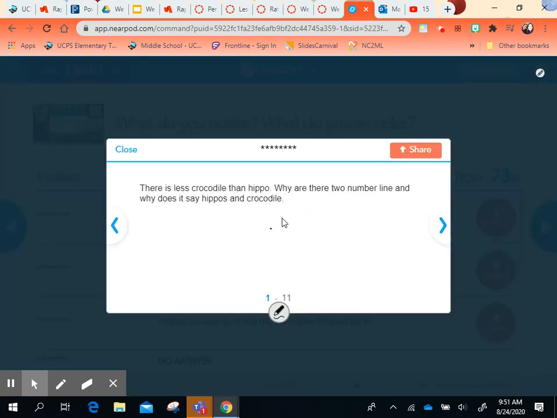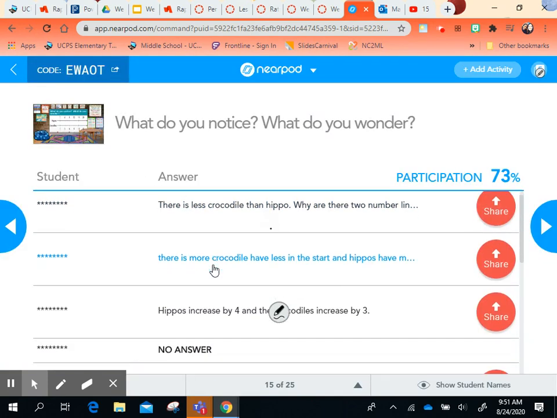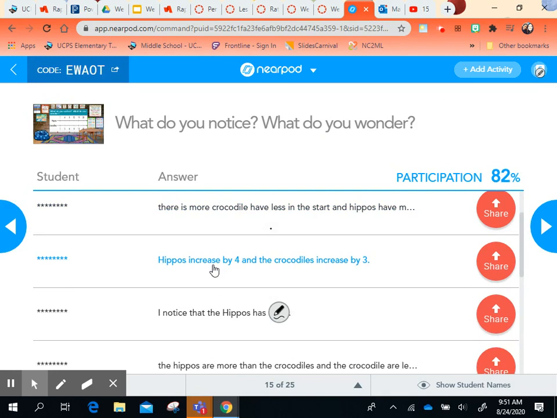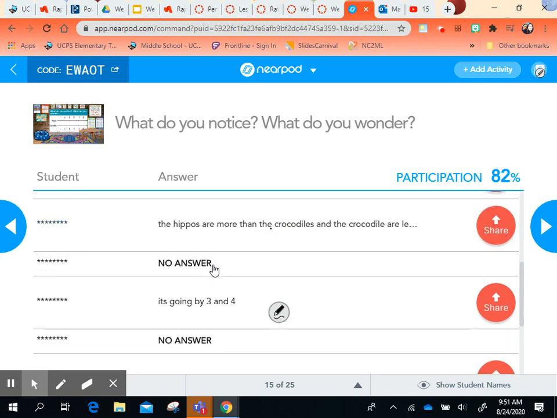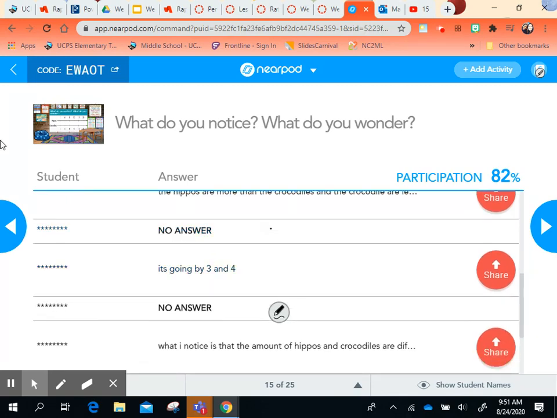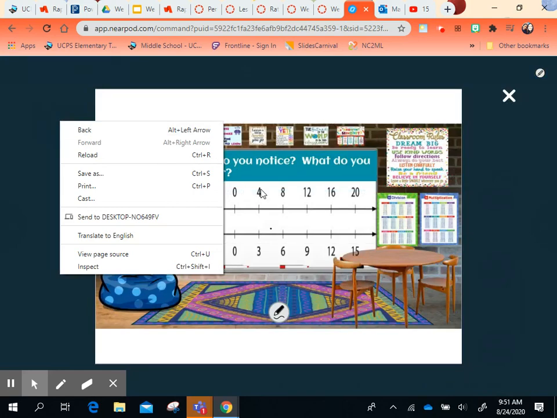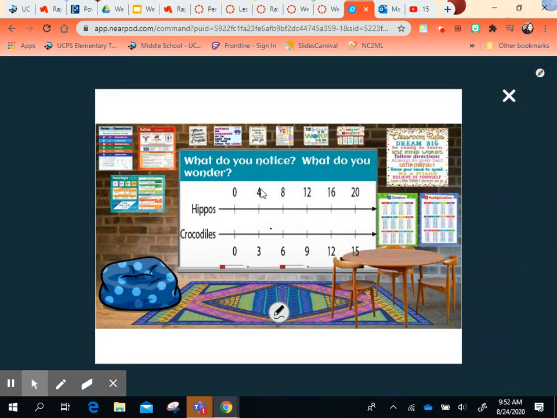Why are there 2 number lines? Why does it say hippos and crocodiles? I like that. I'm not going to read them all. Hippos increase by 4 and the crocodiles increase by 3. I noticed the hippos have more. It's going by 3s and 4s. Okay, good. So if we look at these, that's correct. We have 3 crocodiles for every 4 hippos, and then it's equivalent because as we increase, we have 6 crocodiles, 8 hippos, but that would still be 2 groups of 3 and then 2 groups of 4. So very, very nice.